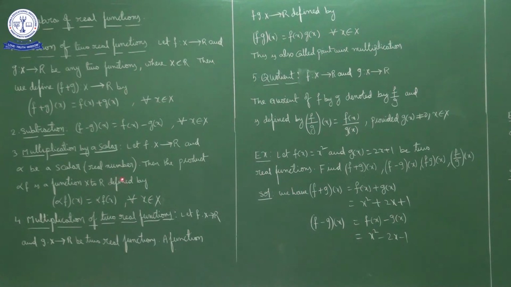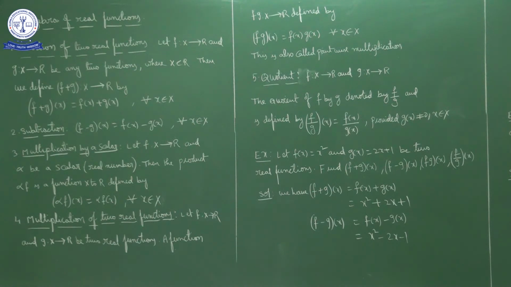Okay, how is it defined? It is defined by alpha f of x is equal to alpha into f of x for every x belongs to R. Here alpha is any real number. Okay, so this is multiplication by a scalar.